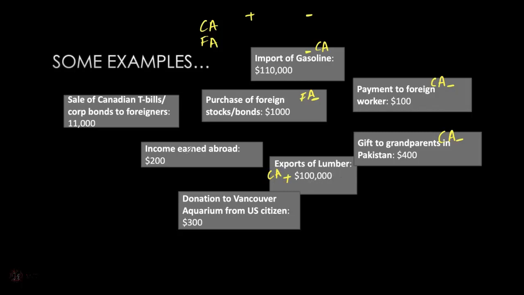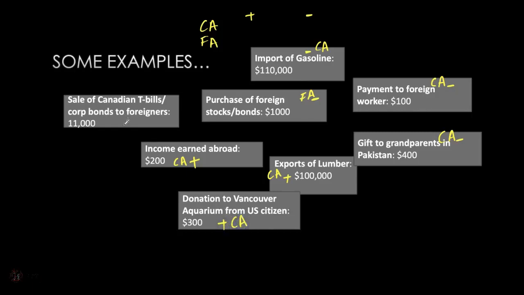Then we have income earned abroad by Canadian residents. So this is part of our net factor income. Net factor income, remember, was part of current account, generating a cash inflow. So it's a source of cash. If the Vancouver Aquarium was to receive a donation from a US citizen, then again, it's a source of cash. It's part of our current account.